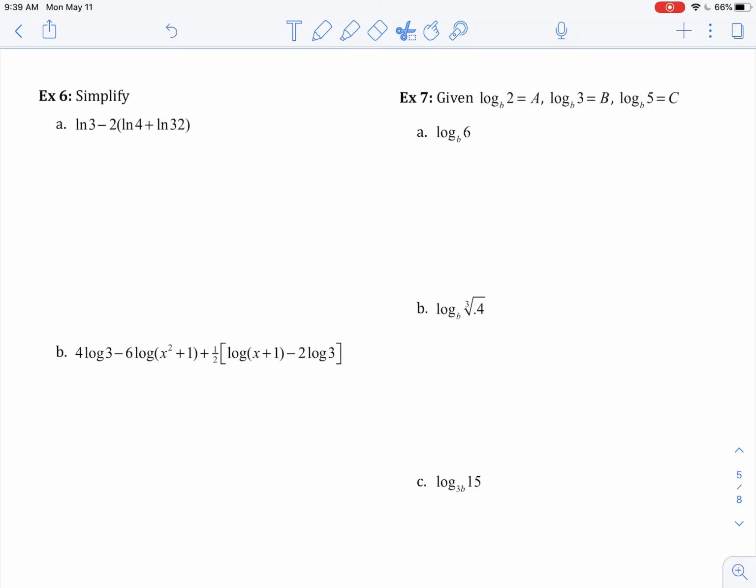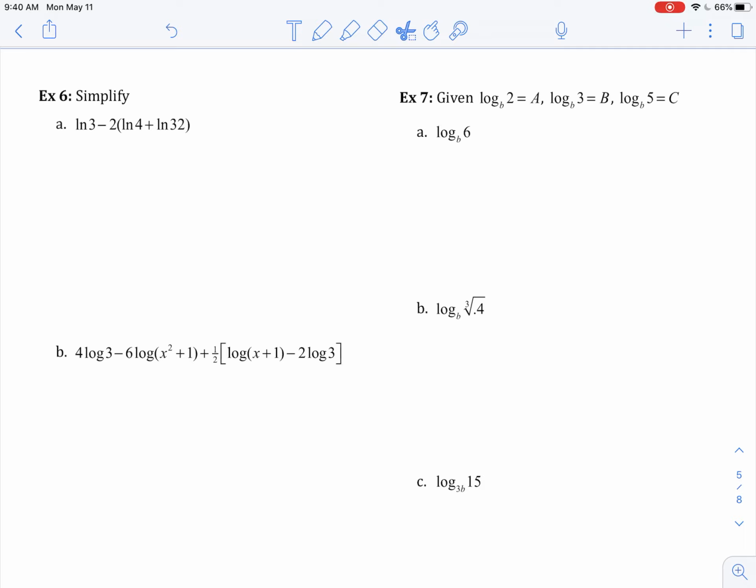Okay, gentlemen, continuing on with 5.4. On example 7, we want to rewrite each of those expressions in terms of capital A, B, and/or C. We're working with log 2s, log 3s, and log 5s.